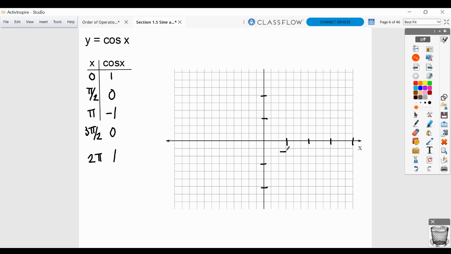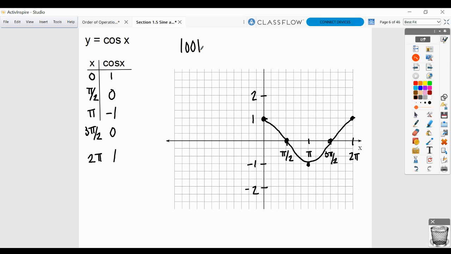The x-axis is going to be pi over 2, pi, 3 pi over 2, and 2 pi. And then the y values are just going to be the numbers. So when I go graph this one and connect them, it looks like a U, looks like a valley.